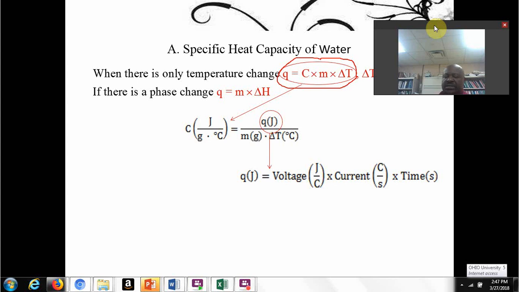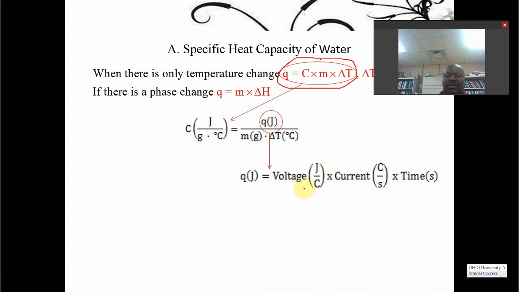A volt is just an abbreviation for joules per coulomb. That's a volt. Joules per coulomb. Current, amps, is coulombs per second. If we multiply these two, we get joules per second. If we multiply by time in seconds, we get joules. So that's how we're going to do it.